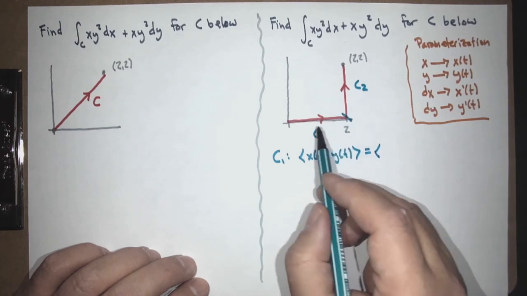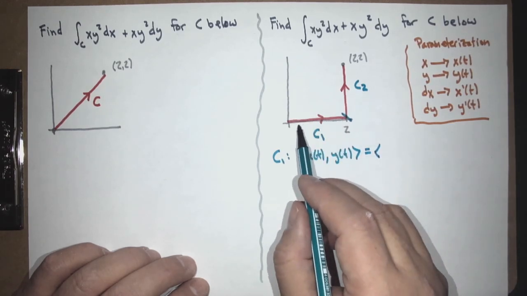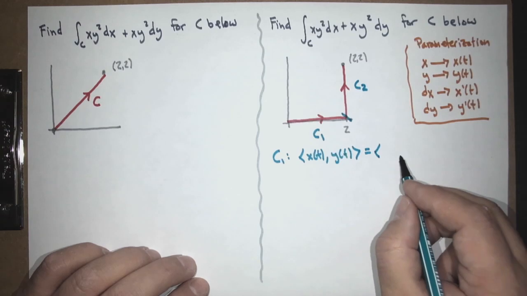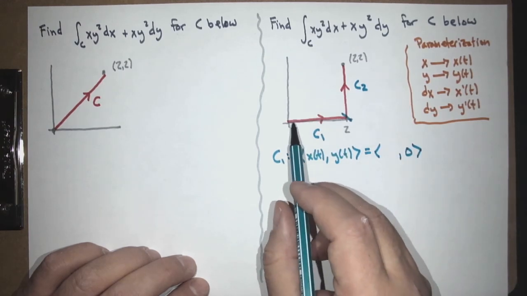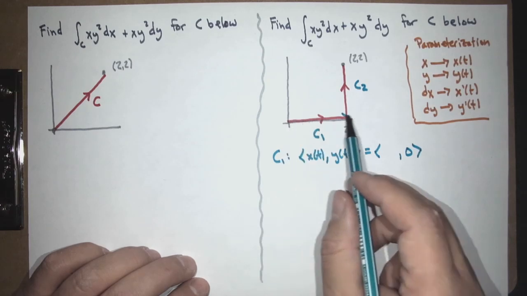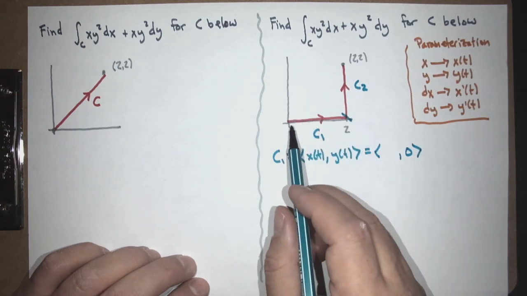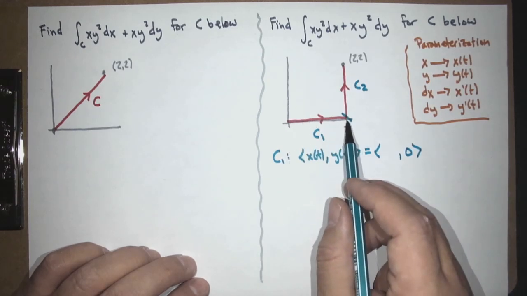Y never changes, right? It's always the same y value. So what y value is there? 0. So that's something 0. Now, what is x? Well, it changes. It goes from 0 to 2. So I need a function that starts at 0 and goes to 2.